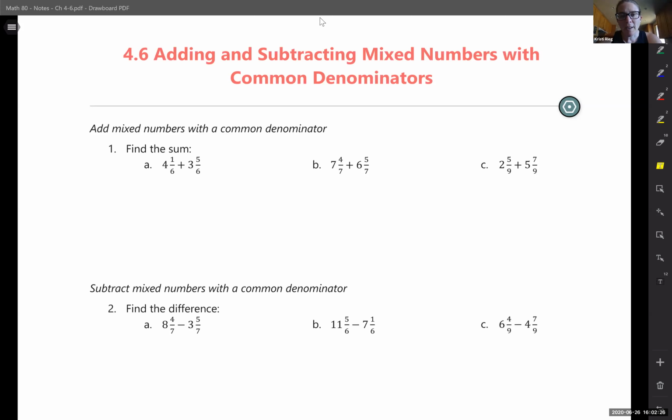If this was real life, your denominators might not be common, but we just saw in the last section how to deal with that. And so for the purpose of what I want to get out of this class, I just put the mixed numbers with common denominators. All right, so first one, find the sum. And you know how to add fractions. We just did that. What I really want to focus on here is how to carry or borrow with mixed numbers and when it's necessary and when it's not necessary.